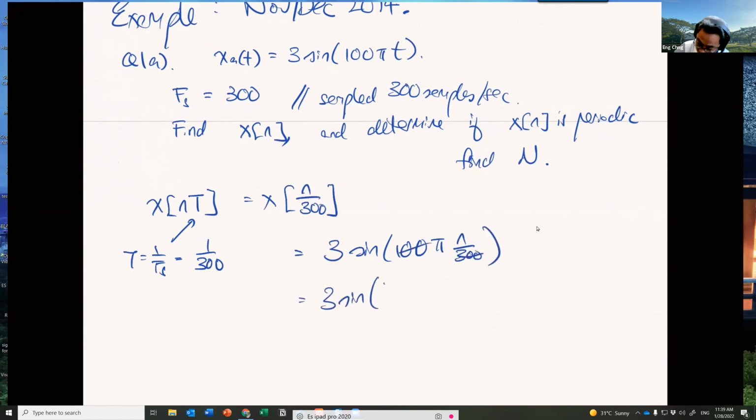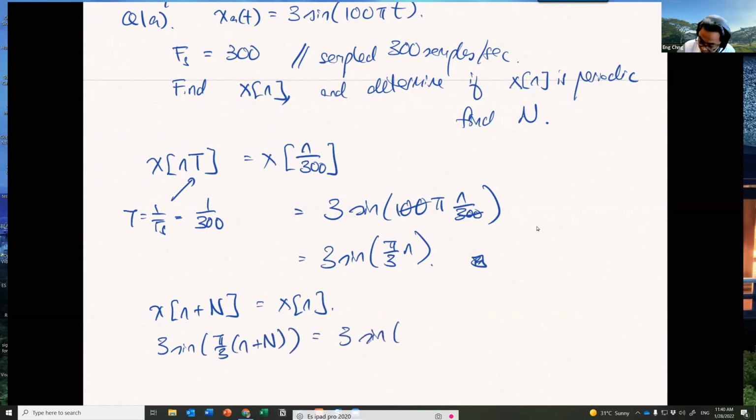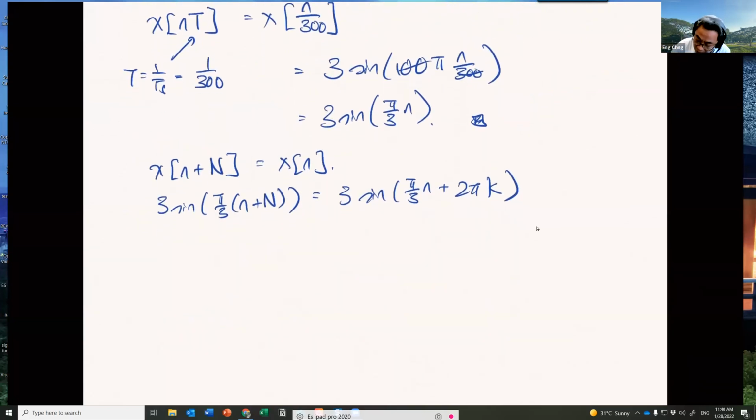3 sine pi over 3n. So this is the answer. So it's very easy. And now, of course, we want to find x[n + N] equals x[n]. When does this happen? It is when 3 sine pi over 3 times (n + N) equals 3 sine pi over 3n plus 2 pi k. That's it. So these two equations allow us to solve for N. What is k? Number of cycles. Okay, so in some cases, we need to jump a few cycles before we get it periodic.